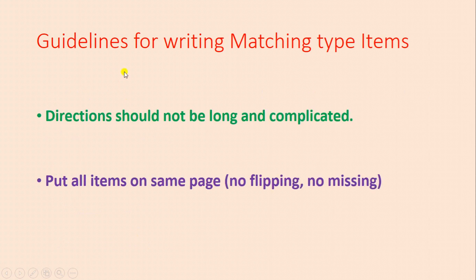My dear students, directions should not be long and complicated. When you write down matching type items, you have to write down columns, premises and responses, and directions are very important, and directions should not be so long and complicated. If you write complicated directions, on the basis of directions students have to match the columns. If directions are complicated, difficult, and they can't understand the directions, how will they be able to match the columns.